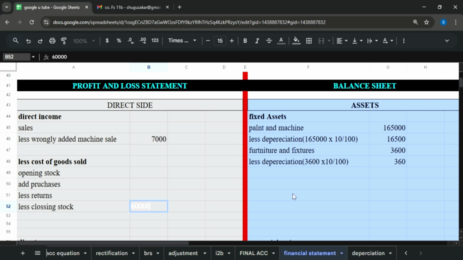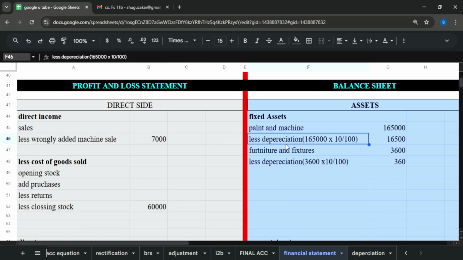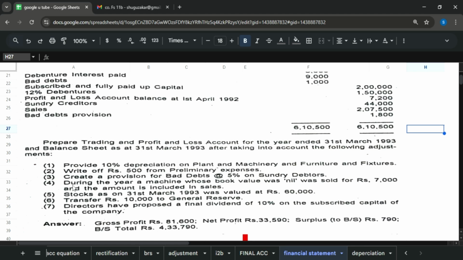Write it down. And secondly, we'll go to the current asset side over here. Mention closing stock again, the amount of which is 60,000. Write it down on the current asset side. So guys, the fifth entry is completed, the fifth adjustment.